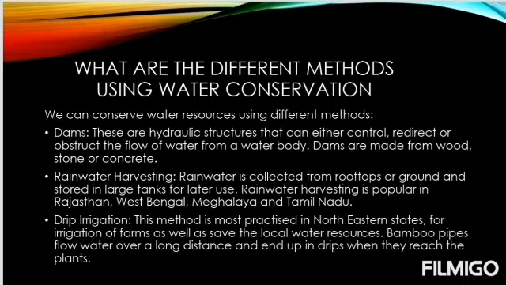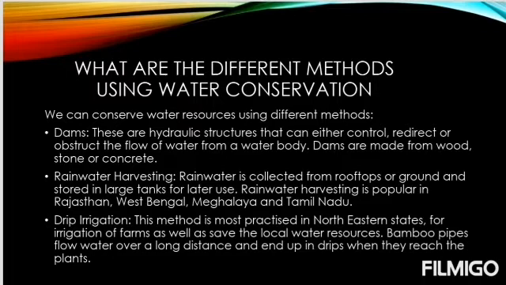The next one is what are the different methods of water conservation. There are three main methods used to conserve water. The first one is dams. The second one is rainwater harvesting. The third one is drip irrigation. The first one is dams.